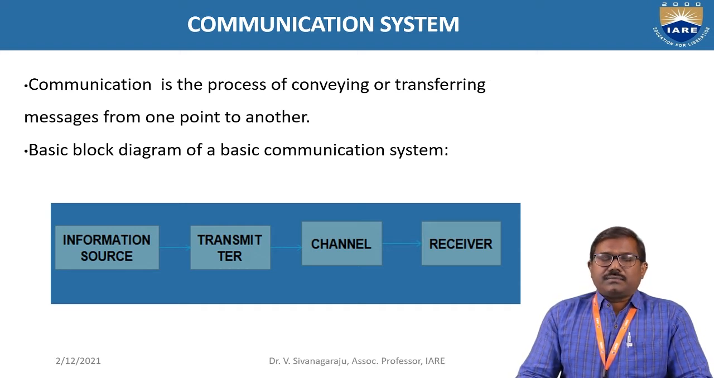Another block is the channel. In any communication system, the transmitter and receiver are separated by a distance, and this distance is covered by the channel. The channel may be wireless or wired. But in this channel, the signal is distorted due to noise. And the last block is the receiver. The receiver's duty is to extract the original signal from what the transmitter sent.